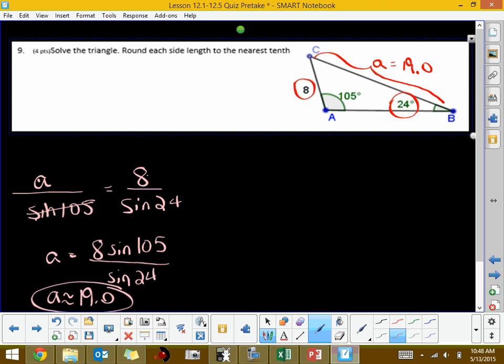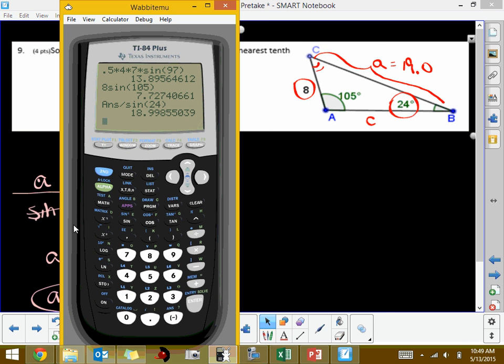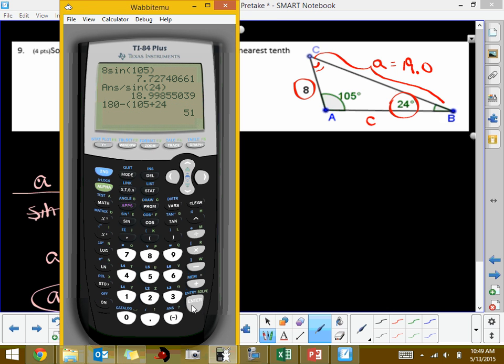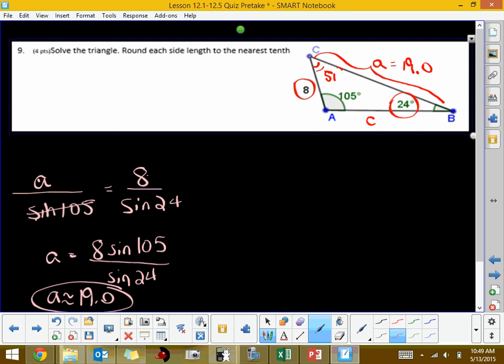I've got another side I have to find, and that is the length of side c. In order to find the length of side c, which is down here, I'm going to need the angle across from it, and that's going to be pretty simple. We're given 2 angles, so to get the third angle, we'll add up the 2 we know and subtract them from 180. So I'll take 180 and subtract the sum of the 2 angles that we know, which is 105 plus 24. And that's a 51-degree angle. So now I can mark my diagram. I know that this angle is a 51-degree angle. The only thing I have left is to find side c.